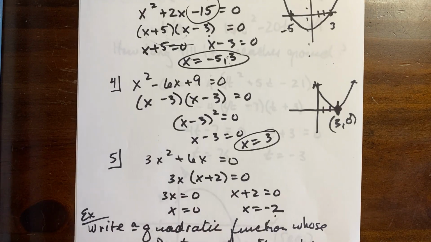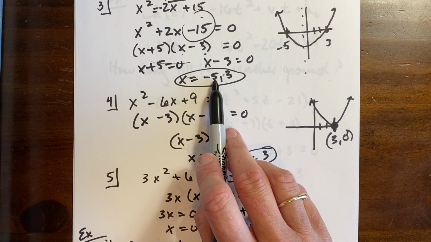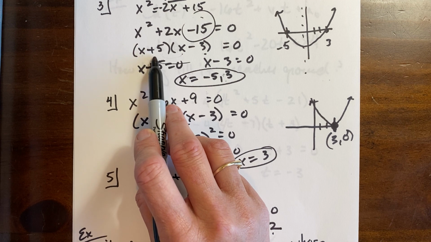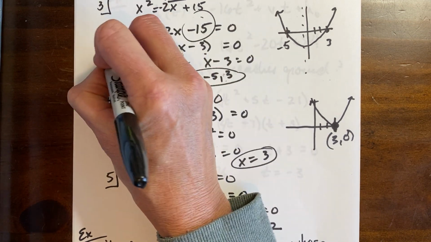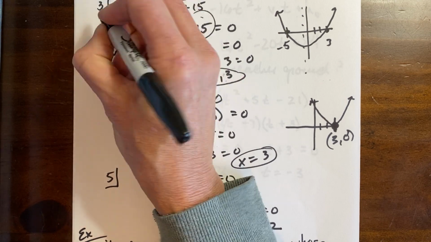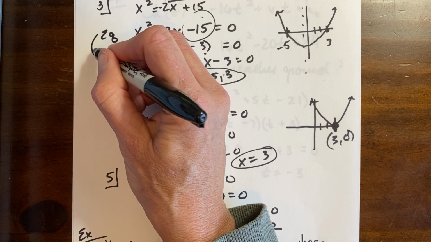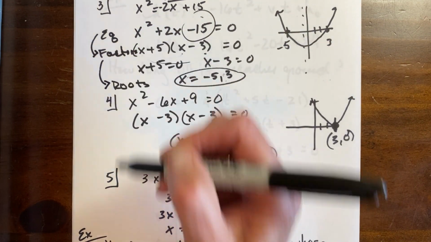Well, let's go back up here. We noticed that the zeros or the roots were negative 5 and 3. But we started with the two factors. So here are the roots, here are the factors, here is the equation. We've been given the equation, we have factored. From the factors, we find the roots.